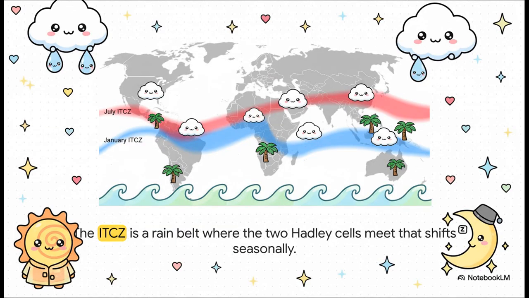Now, right where those 2 huge Hadley cells, one from the north, one from the south, smash together at the equator, you get this thing called the ITCZ. All that rising air means tons of moisture, which means lots of clouds and rain. Just think of it as the planet's main rain belt, and it actually moves north and south as the seasons change.